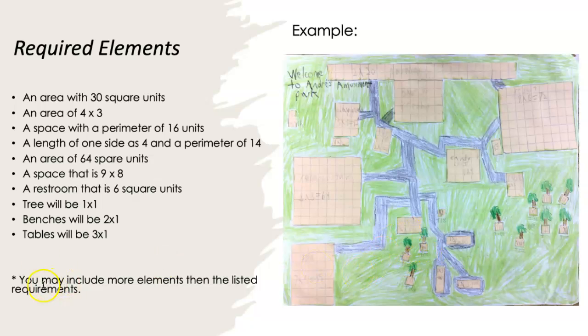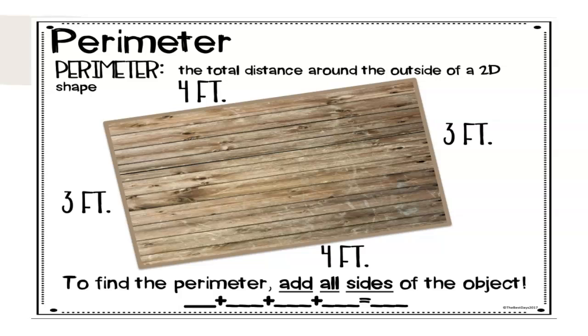And then you'll go through and make sure that you have every requirement. You may include more elements than listed in the requirements. So you see they have water, they have the actual trees drawn on, and if you want to include other things in yours, you may do that.